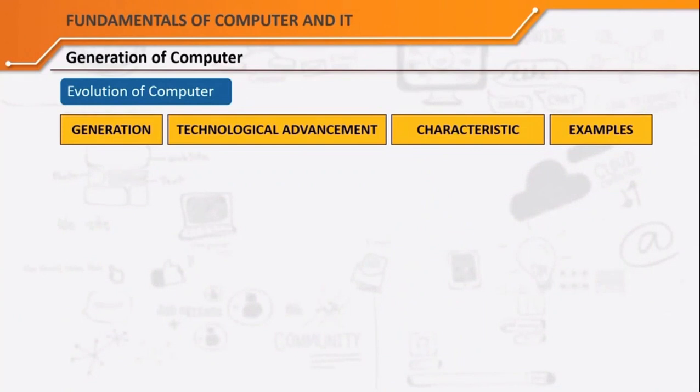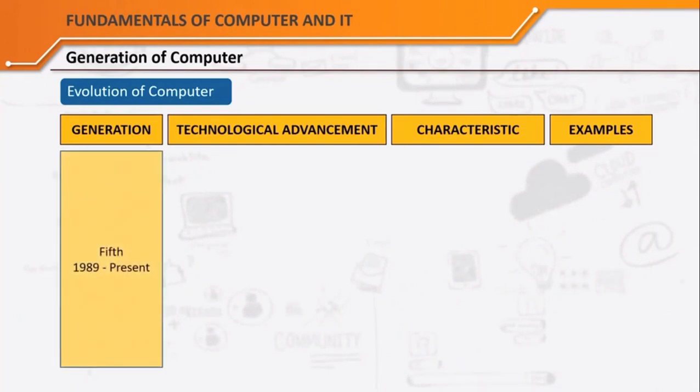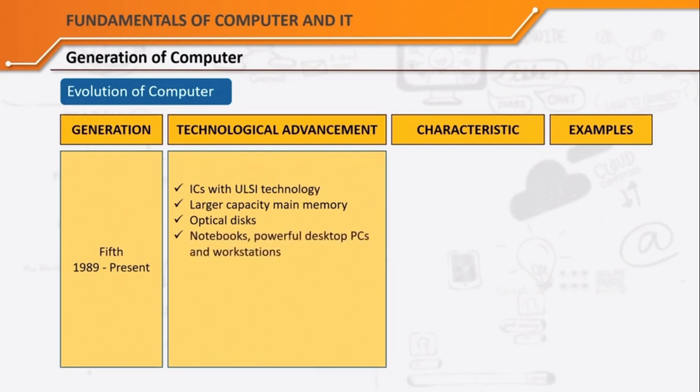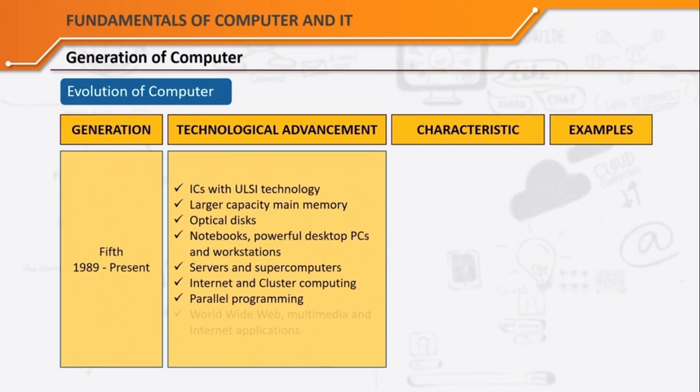So the last generation is the fifth generation, which started from 1989, and till date we are in the fifth generation. The important technological advancement which took place in the fifth generation includes the introduction of IC with ULSI technology. This is again the most advanced technology which we have included in integrated circuits. Then we have a larger capacity main memory. We have optical disk, notebooks, powerful desktop personal computers, and workstations are available. Then we have the concepts of server and supercomputers. We have the internet concepts and clustering computing concepts. We have parallel computing, parallel programming, and the most important is World Wide Web, multimedia, and various internet applications.